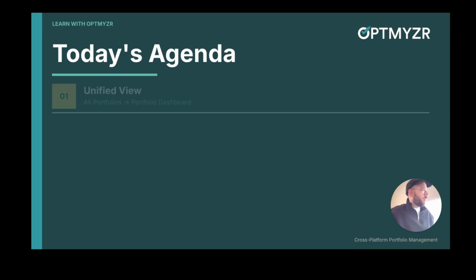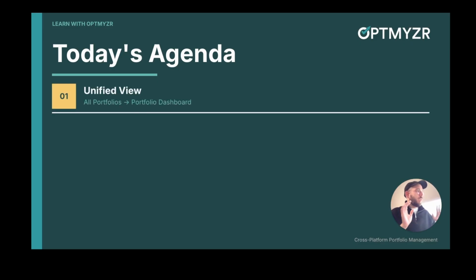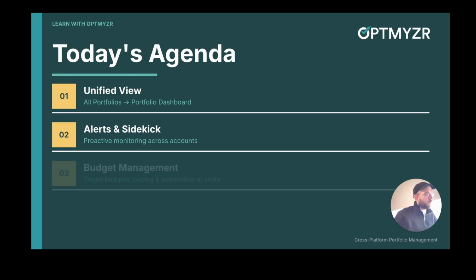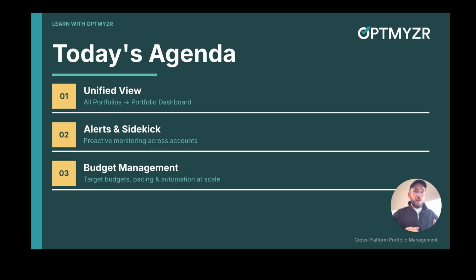So, to learn a little bit more about that, we'll take a look at how to get a unified view of your account's performance with the help of our dashboards. We'll also take a look at how to catch issues before they become problems with the help of alerts and Sidekick, how to do budget management at scale without having to track each of your campaigns individually, and we'll finally close with workflow tips and best practices as we end the session.